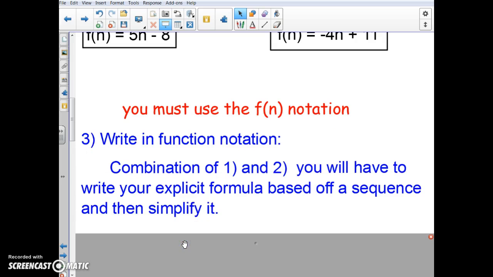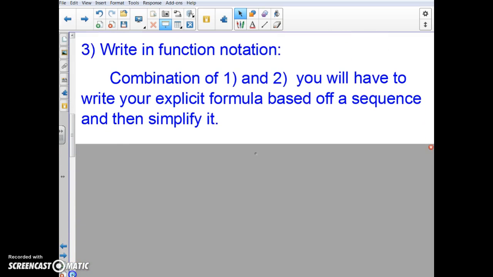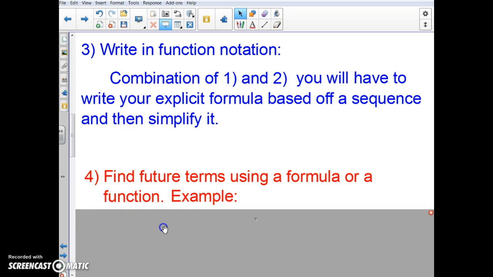All right, now number 3 on the list is to write in function notation. This is kind of a combination of items 1 and 2. I'll give you a sequence of numbers. You'll have to first be able to write the explicit formula, like we did in step 1. And then you have to do what you did in step 2 to simplify it and put your answer into function notation. All right, there's kind of 1 and 2 combined there.